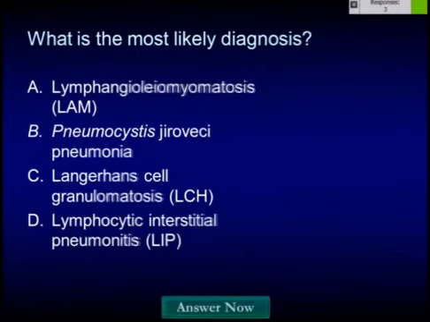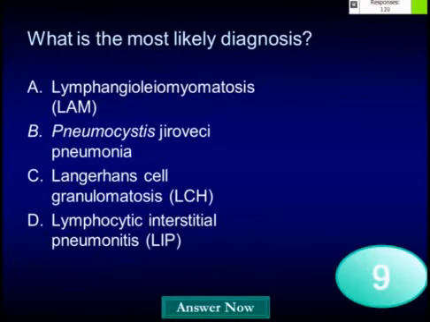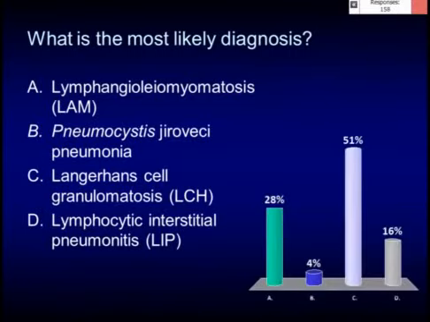Okay. What is the most likely diagnosis? Is this lymphangioleiomyomatosis, or LAM, or is this Pneumocystis jirovecii, Langerhans cell histiocytosis or granulomatosis, or lymphocytic interstitial pneumonitis? Please vote. All right, so slight majority got this right.